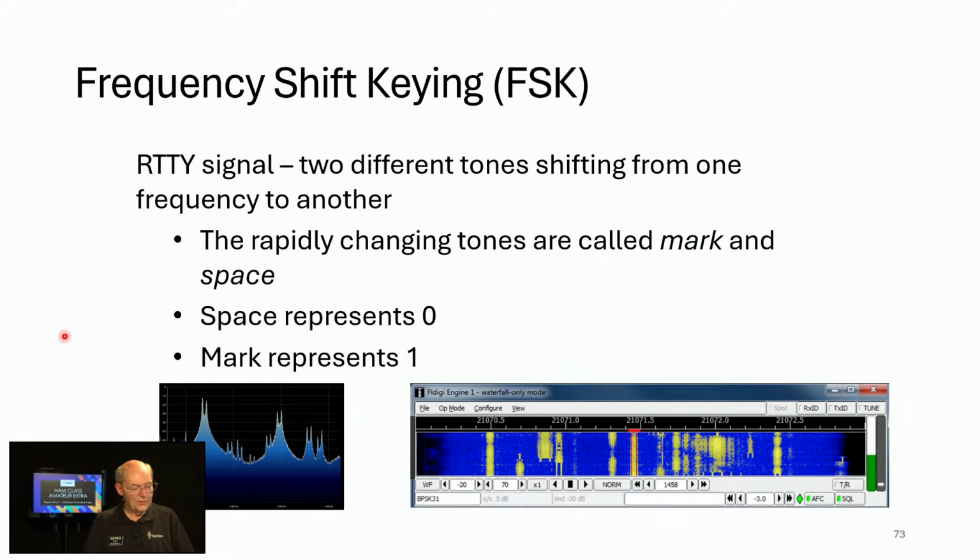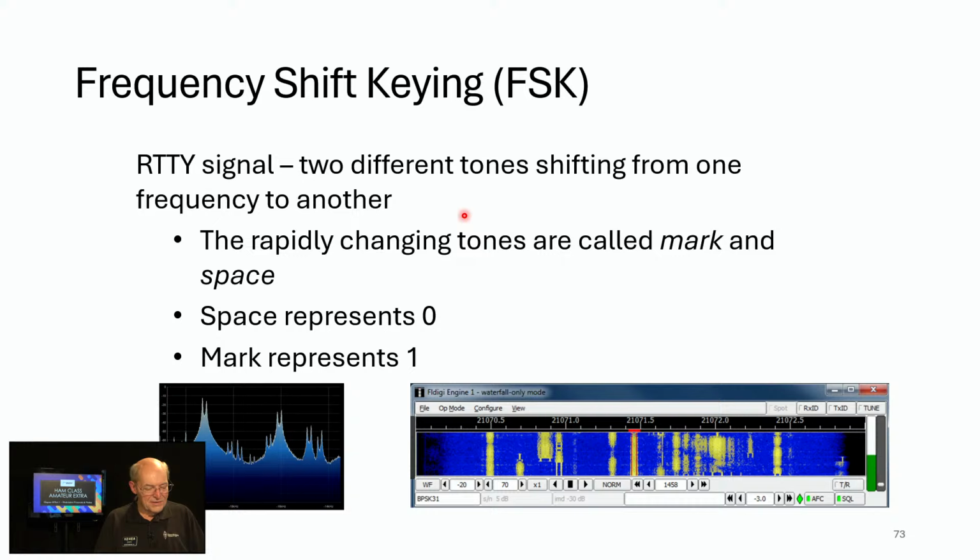A little bit more on frequency shift keying. This is something that we use with radio teletype. The concept is two different tones shifting from one frequency to another. And here you see a spectrum display, probably during a contest. You don't normally see a lot of RTTY on the air day to day, but there's several contests during the year that are dedicated to radio teletype, and the band is just packed with people. So you can kind of see these signals with the two little peaks on them. Looks like horns.